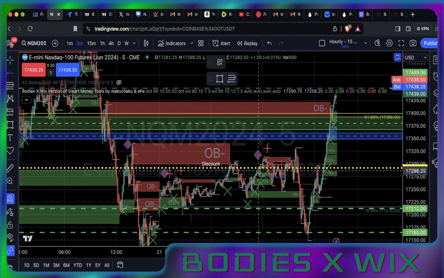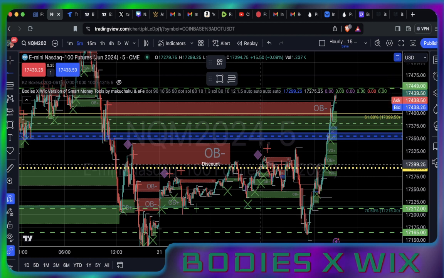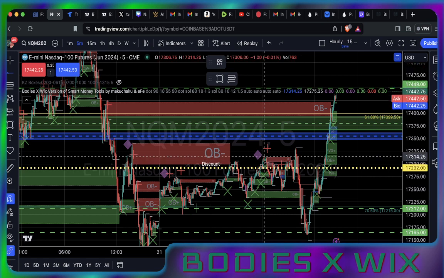What I have on my chart is an indicator on TradingView. It was made by somebody else, but I modified it to where it was a little bit easier to read, easier to see the boxes, things like that. So you can see the order blocks for those that know smart money concepts.